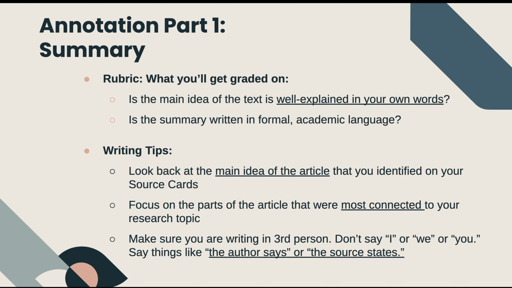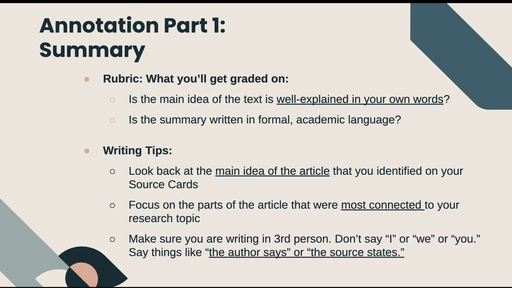So here are the specifics. Continue filling in your notes. The first part of that annotation is going to be the summary. What you're going to get graded on is, for this part, do you write down the main idea of the text? Is it well explained in your own words? And is the summary written in formal academic language? This is the part where, just underneath your source, you're explaining what this was about. What was the author's point?